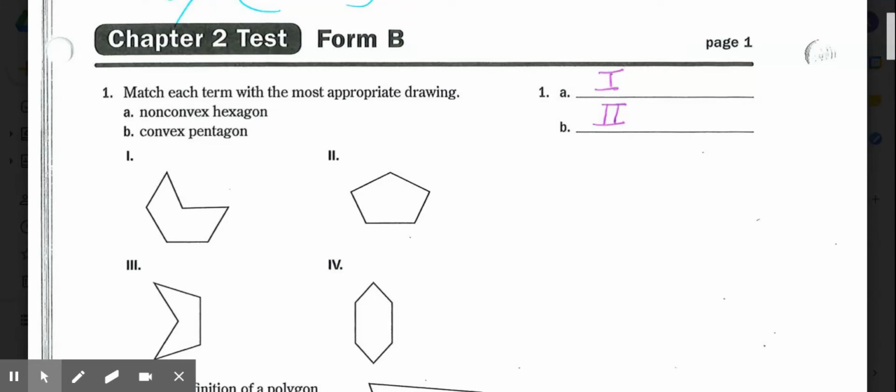Welcome to the Chapter 2 test review for Honors Geometry. In this video, we're going to go through the answer key and I'll give you some things to consider or explanations of how I arrived at the correct answers.